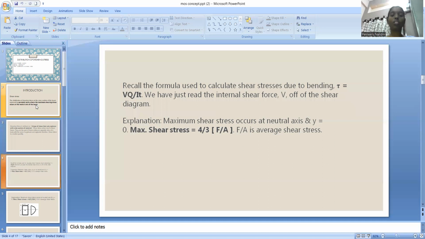Recall the formula used to calculate shear stresses due to bending: τ = VQ/(It). We have just read the internal shear force V from the shear diagram. Explanation: maximum shear stress occurs at the neutral axis where y equals 0. Maximum shear stress equals 4/3 F/A, where F/A is the average shear stress.